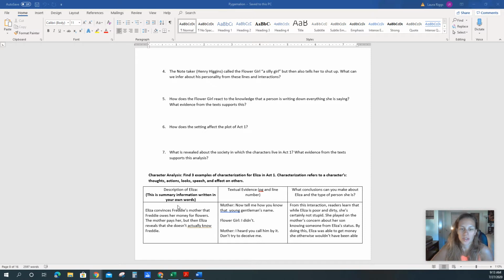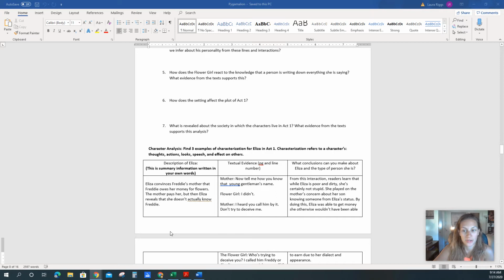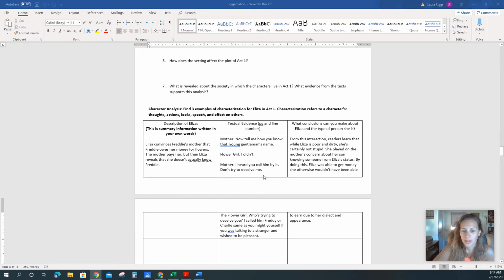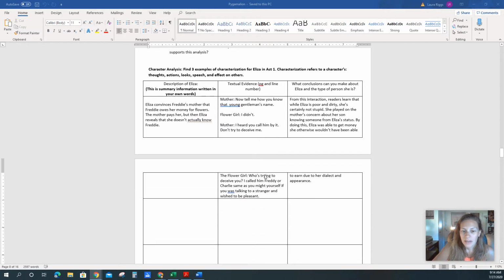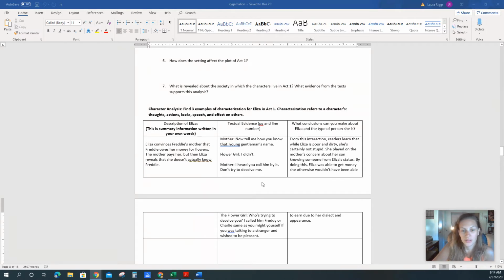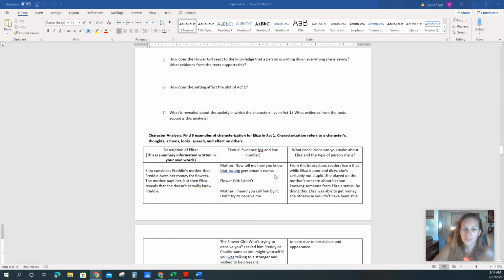A description is just a summary of what happens. So Eliza convinces Freddie's mother that Freddie owes her money for flowers. The mother pays her, but then Eliza reveals that she doesn't actually know Freddie. I supported this with a piece of textual evidence. I know it says line number. Some of your copies might have line numbers, some of them maybe don't. If you just use the page number, that would be fine too.